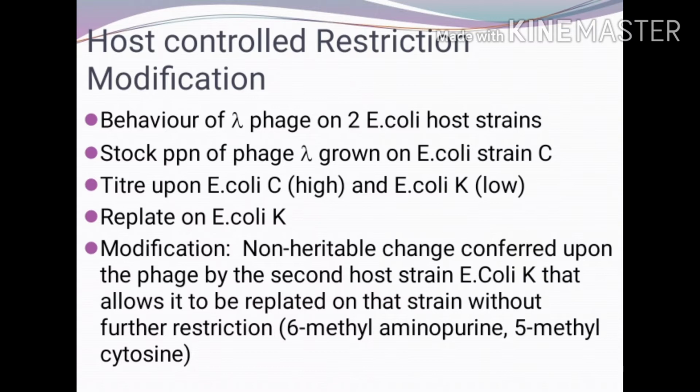When the phage produced from E. coli strain K was replated on E. coli strain K, this explains the modification because we get a high titer here. Modification is the non-heritable change conferred upon the phage by the second host strain, that is E. coli K, that allows it to be replated on that strain without further restriction. And the modified bases are 6-methylaminopurine, 5-methylcytosine and so on.